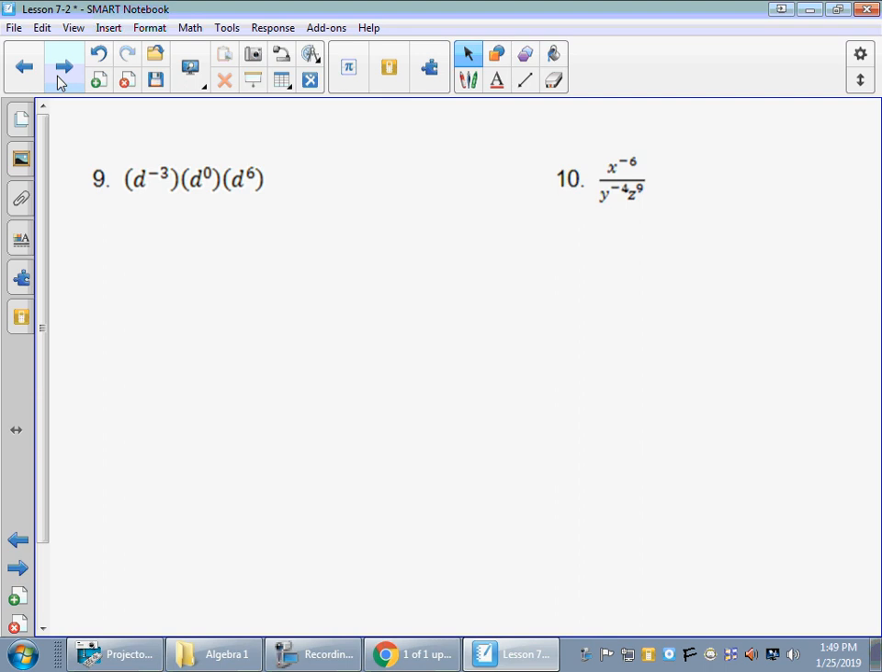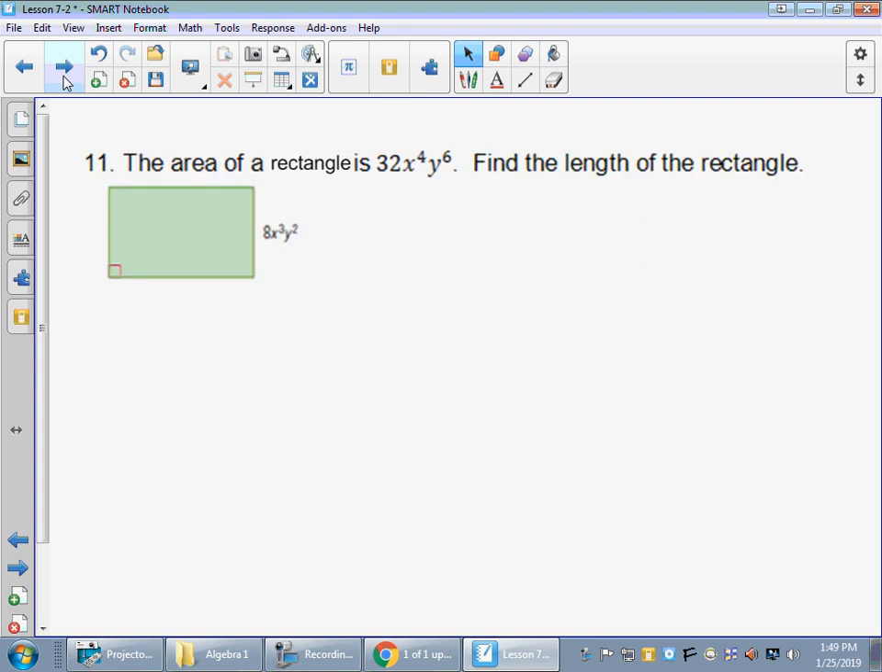All right. Let's skip those. Let's go to this one. We got an area problem here. Area of a rectangle is 32 x to the 4th, y to the 6th. So find the length of the rectangle. Okay? So if they want the length, we know the area formula for a rectangle is length times width. So they want the length, so that's this missing piece.